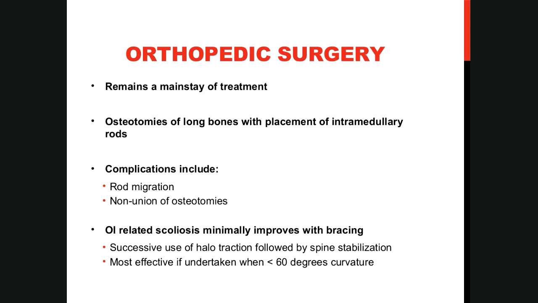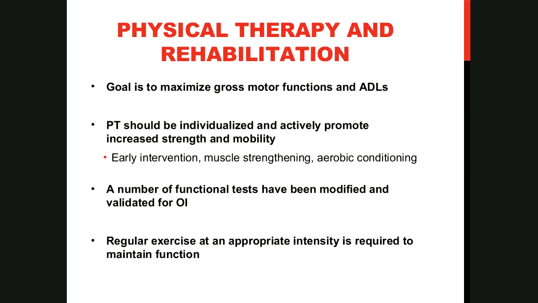OI-related scoliosis doesn't really respond very well to bracing, but there has been some success with the use of halo traction followed by spine stabilization. And then again, physical therapy and rehabilitation is a cornerstone of treatment for these children, with the goal being to maximize gross motor function and activities of daily living. It's important to note that the PT should be individualized, dependent on a child's individual capacity and abilities at any given point in time.